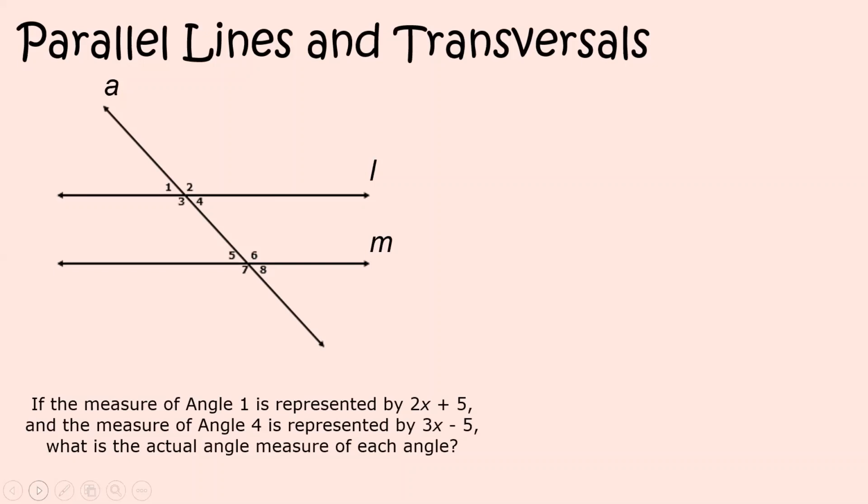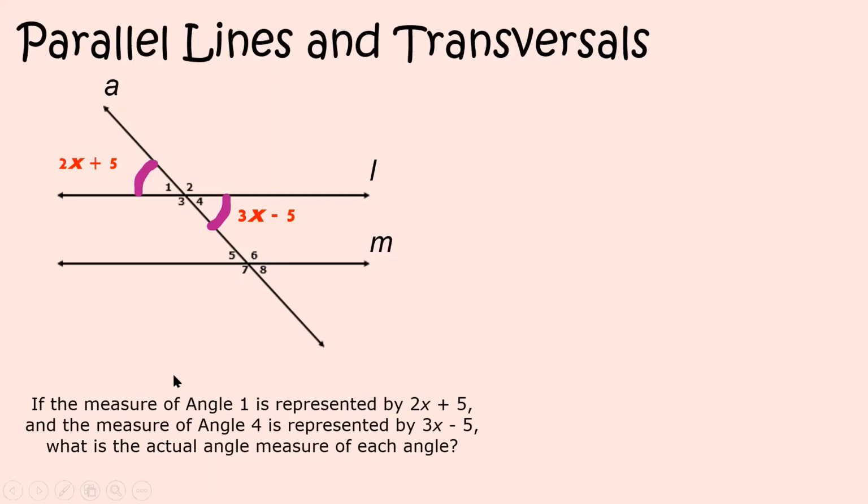In this case, they're asking that if the measure of angle 1 is represented by 2x plus 5, you want to label that angle. And the measure of angle 4 is represented by 3x minus 5, then we label it as well. And notice I use the same ink because they are vertical, which means they are supposed to be equal, the same amount of degrees.